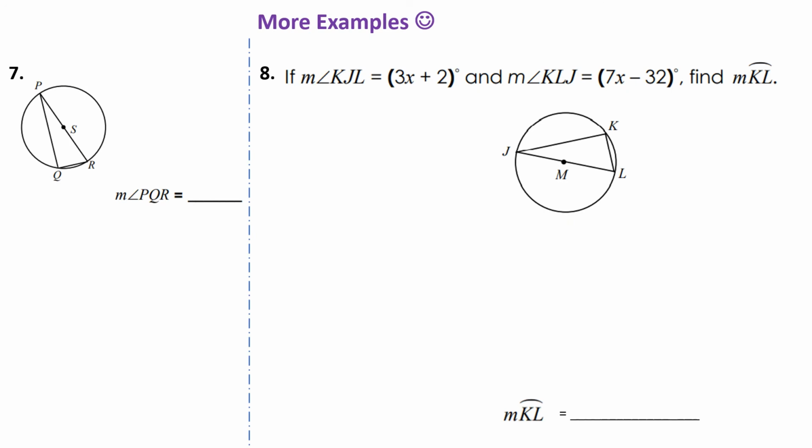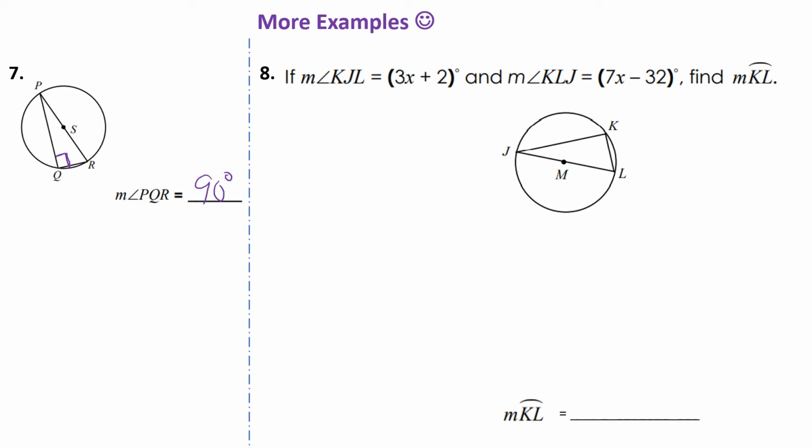All right, so let's look at these two problems here using intersecting a diameter. So we want to find PQR. Since PR is a diameter, then PQR would be a right angle. So PQR would just be 90 degrees.